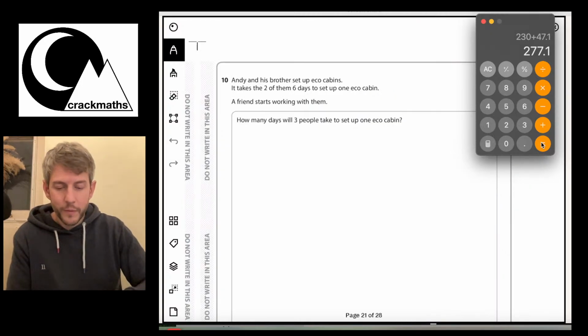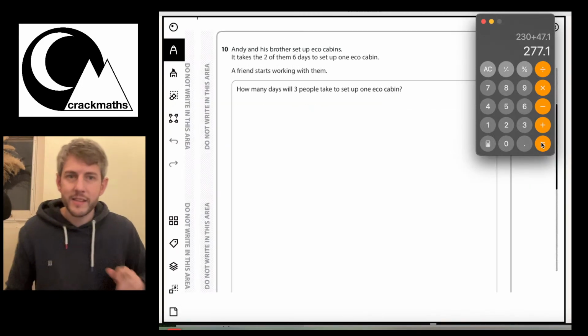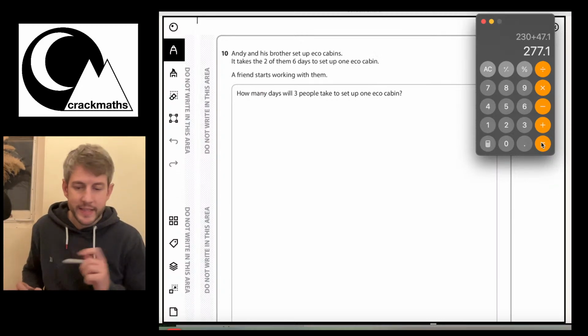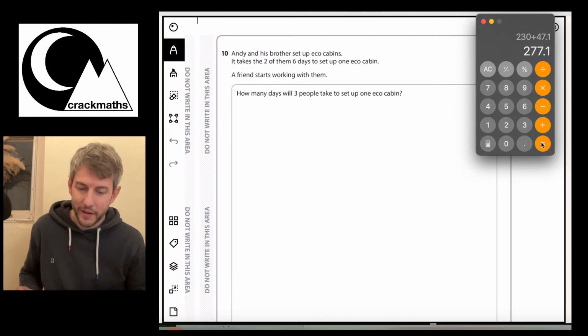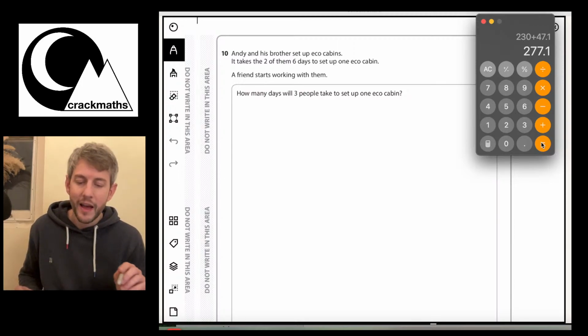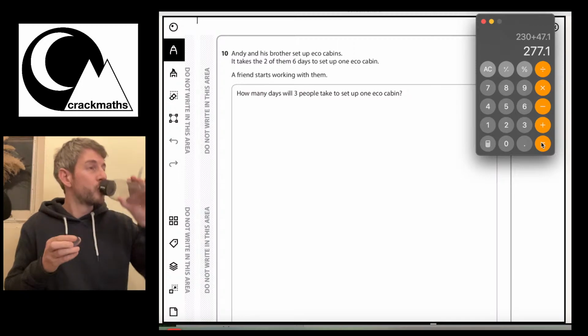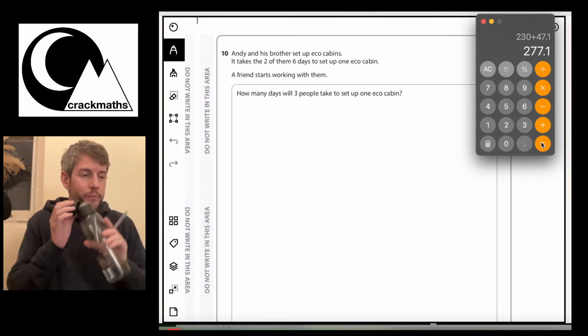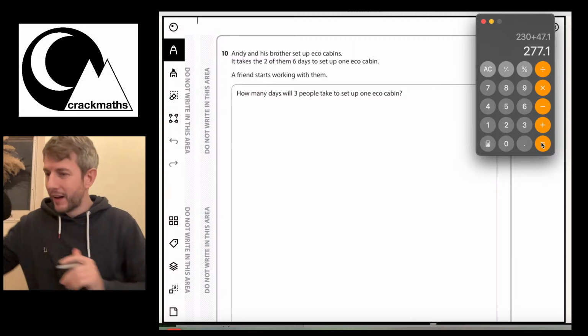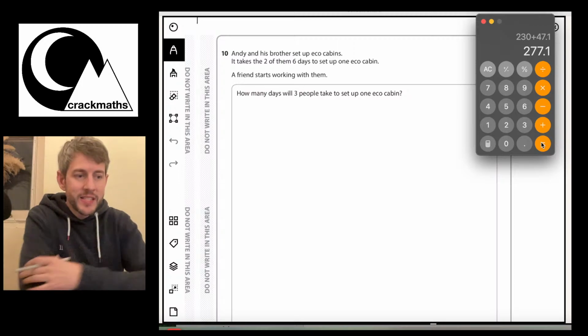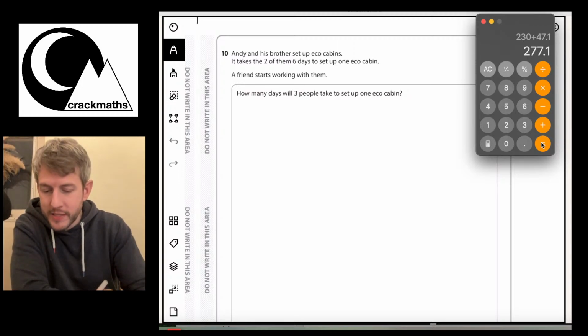Okay, so here we go. We've got question 10 here, and it says, Andy and his brother set up 2 eco cabins. It takes 2 of them 6 days to set up 1 eco cabin. A friend starts working with them. How many days will it take 3 people to set up 1 eco cabin? Okay, right. This is, by and large, everyone's least favourite type of question. There's something about it that makes it really difficult to understand.